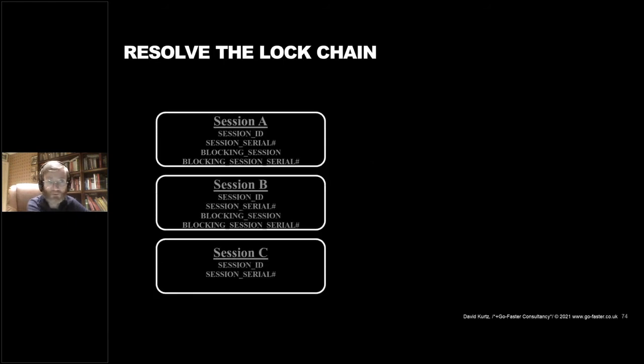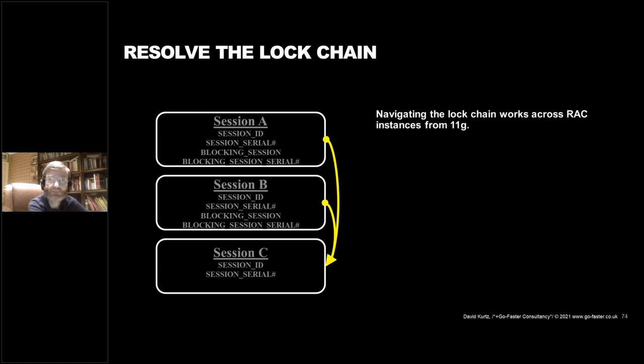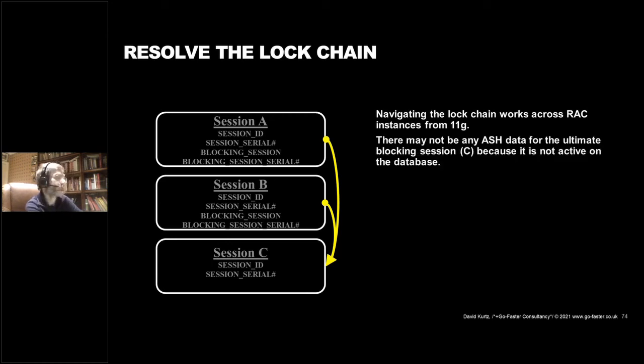I've got 3 sessions. So session A is blocked by session B, and session B is blocked by session C. But really, session A is blocked ultimately by session C. So what I do is I update the lock chain on session A to say that actually it's blocked by session C. And I do that in my own temporary table by navigating this lock chain. And again, since 11g, it works across RAC instances.